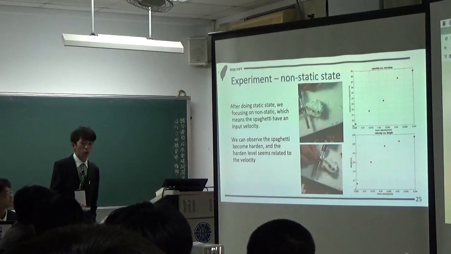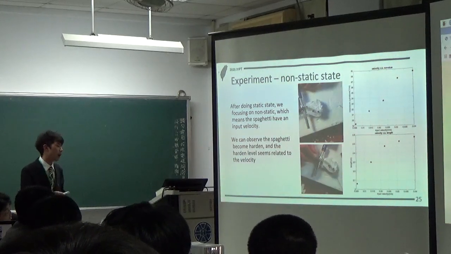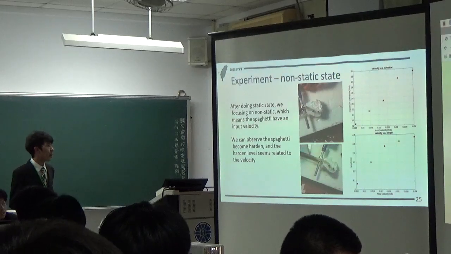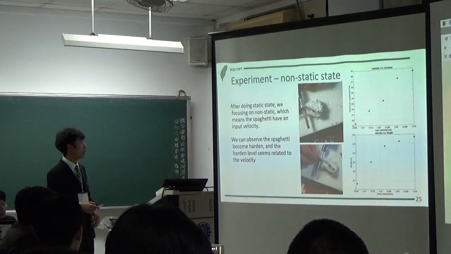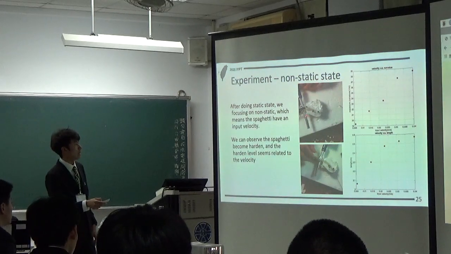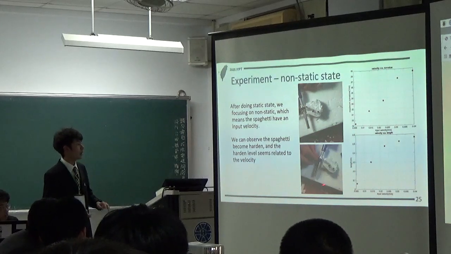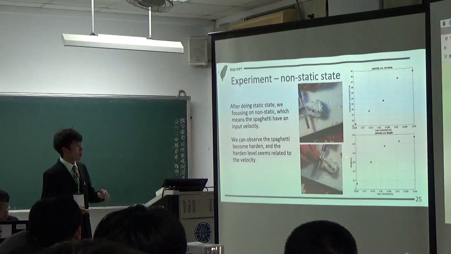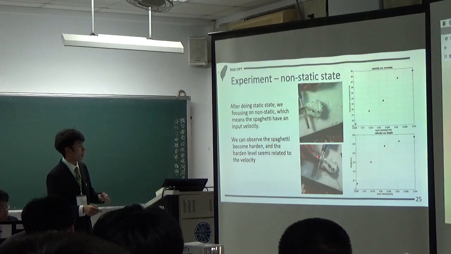So after quasi-steady state, we do non-steady state, which means I input the spaghetti at pretty high speed. We can observe the spaghetti become hardened, and the hardened level seems related to the input velocity. As you can see, this means I input it at pretty slow speed, and this means I input it at pretty high speed. And you can see the spaghetti won't break until it has started.